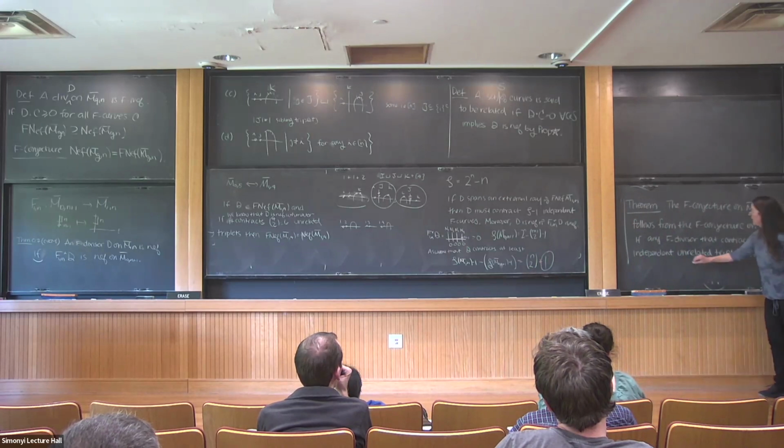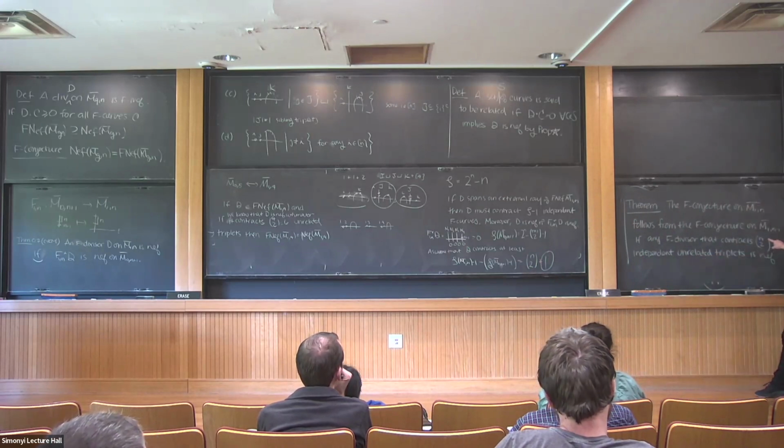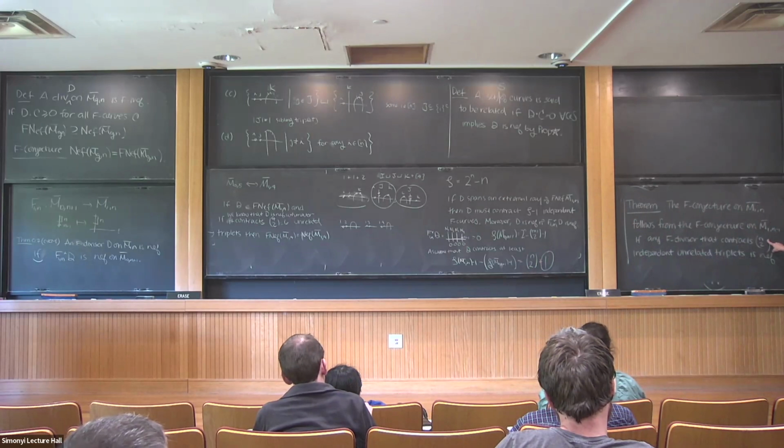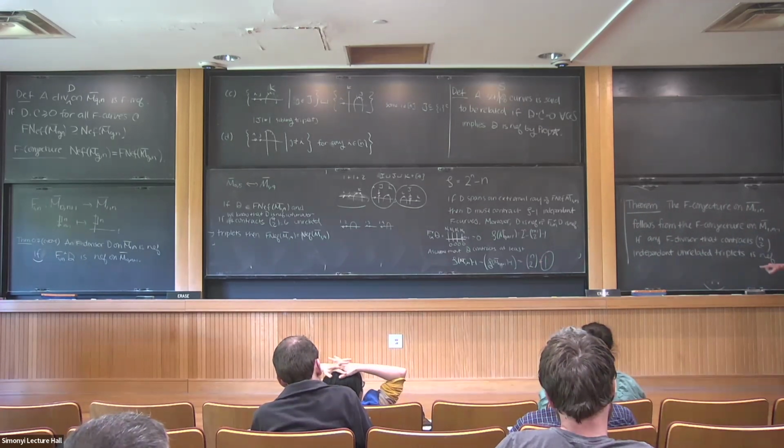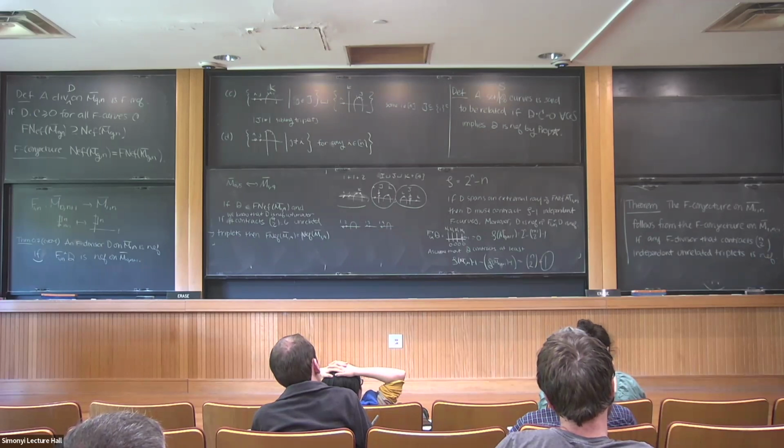So what that leaves us with is that we need to check that an F divisor that contracts and choose 2 independent, that's important because every time you contract a curve, you contract a bunch of curves. You get a bunch of dependencies. Independent, unrelated triplets is nef.